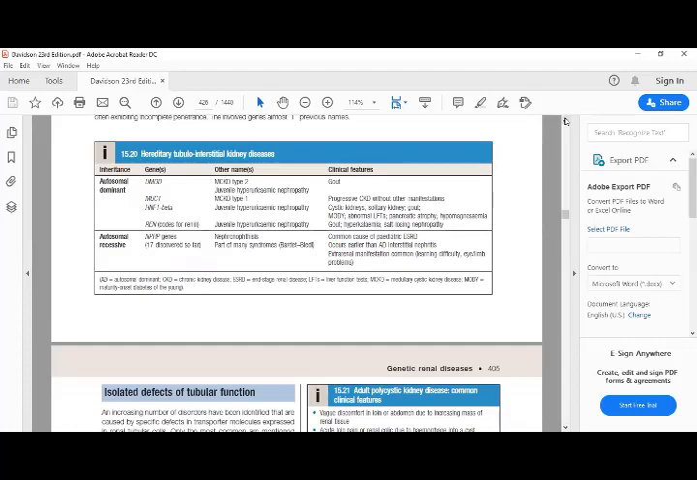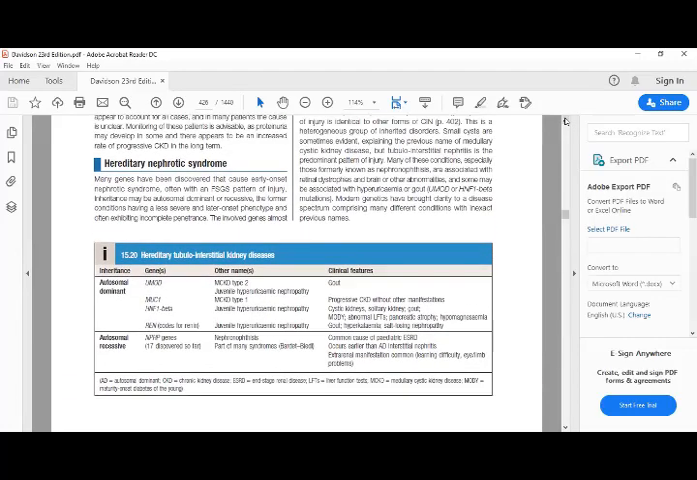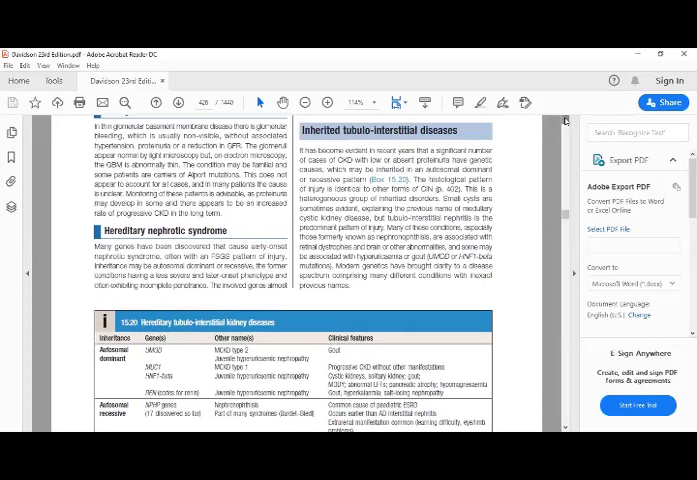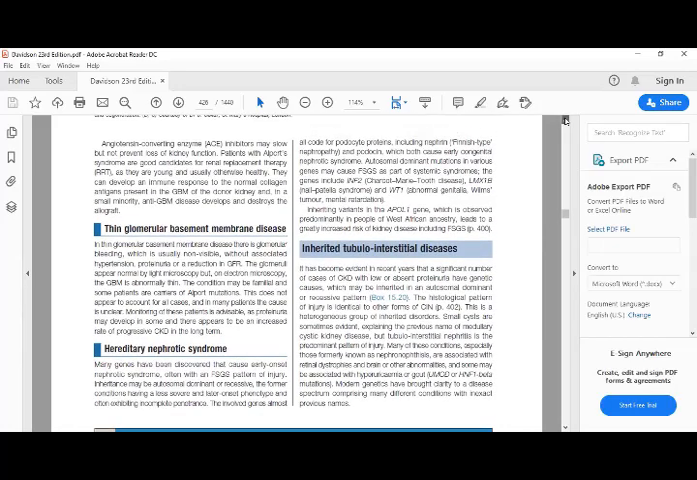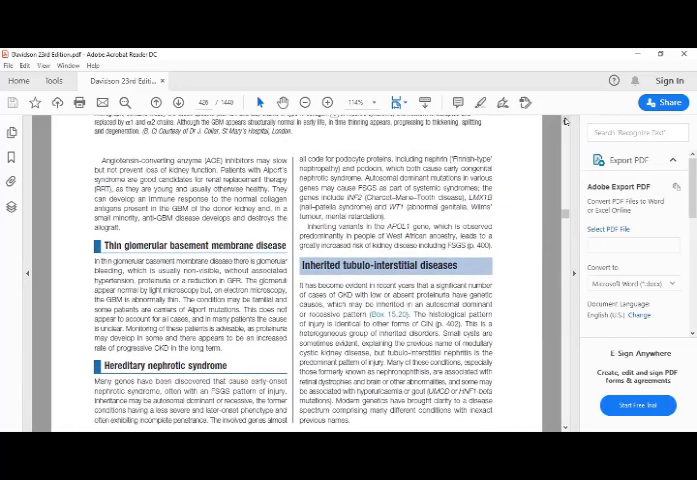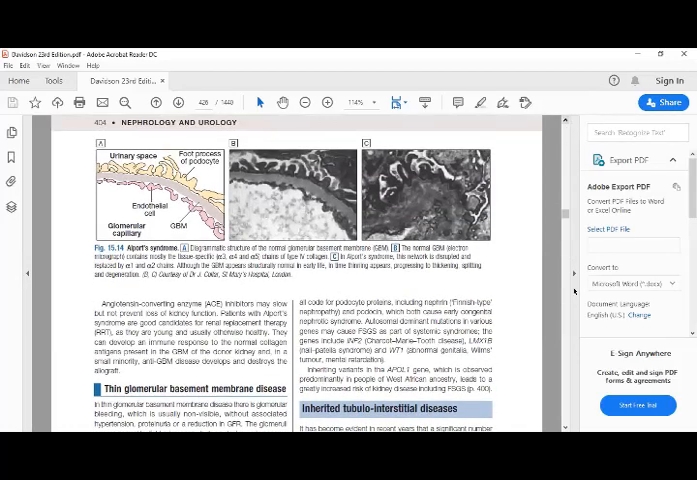So, once again, we go to the inherited tubulointerstitial diseases, pages 404 to 426.